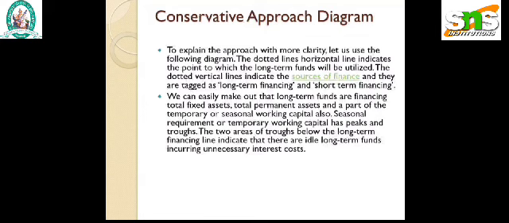Next one is the conservative approach diagram. Before the diagram, we see what is in the diagram. First one is the dotted horizontal line, which indicates the point up to which the long-term funds will be utilized. We can easily make out that the long-term funds are financing total fixed assets, total permanent working capital, and a part of temporary working capital also. Seasonal requirements or temporary working capital has peaks and troughs.